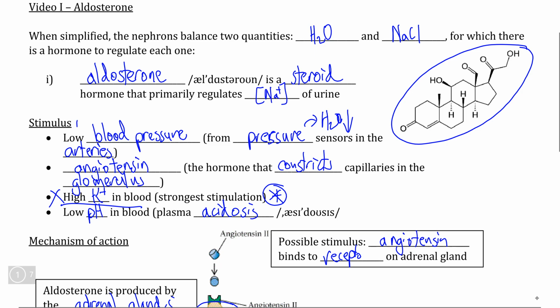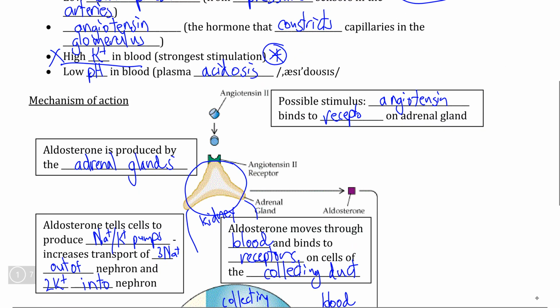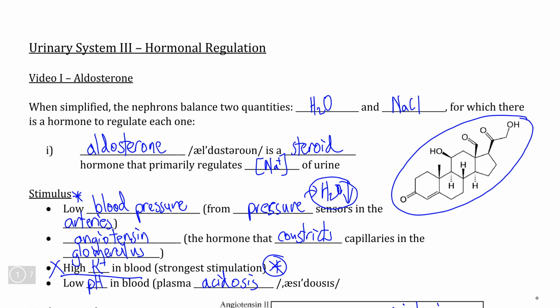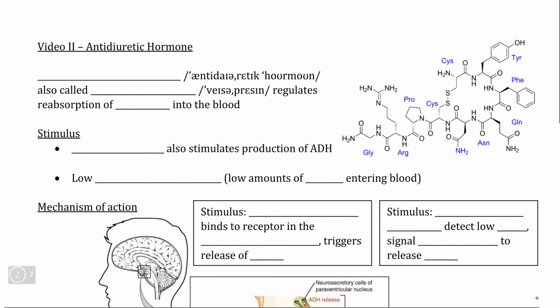And this is why low blood pressure is an important stimulus, because sensing that our blood volume doesn't have enough water, one way to rectify this problem is to make the blood temporarily hypertonic, thereby creating the conditions that will allow more water to osmose in, thereby rectifying the problem with blood pressure. In the second video in this series, we're going to look at the counterpart hormone to aldosterone that primarily regulates the flow of water in and out of the urine and the blood.